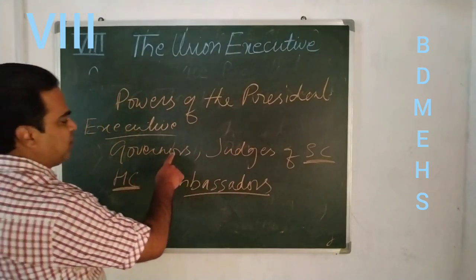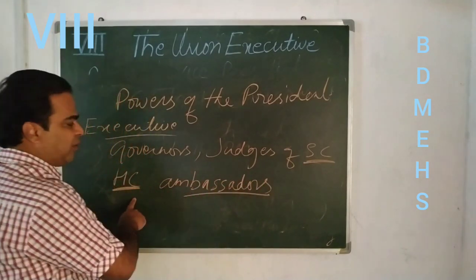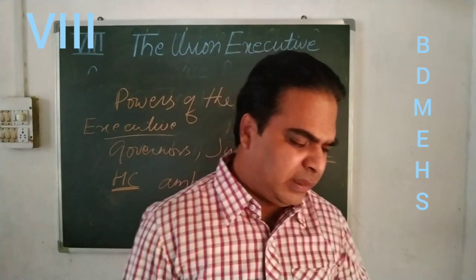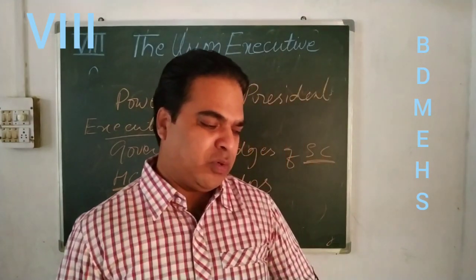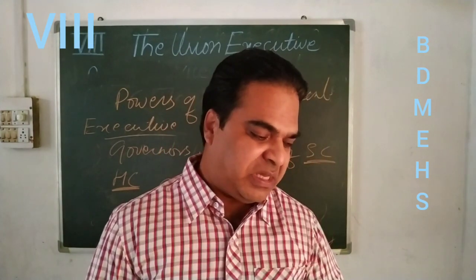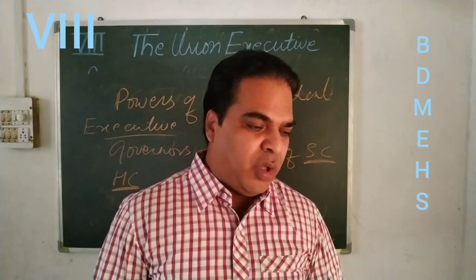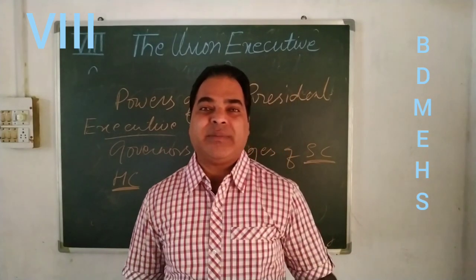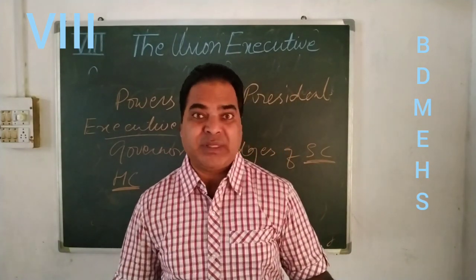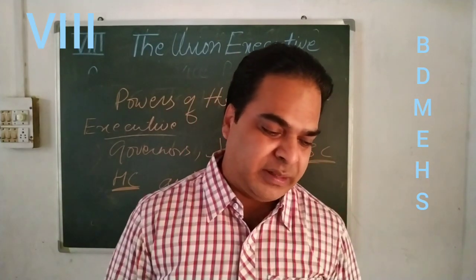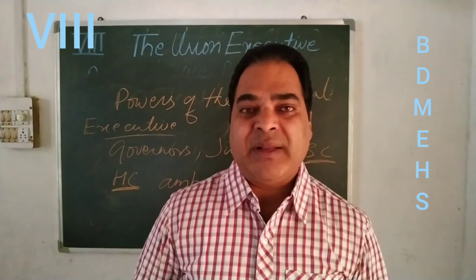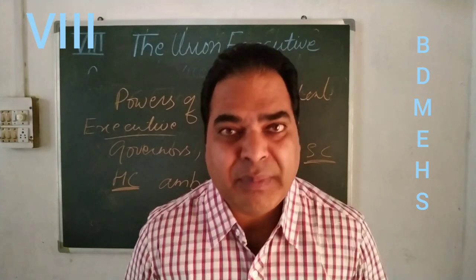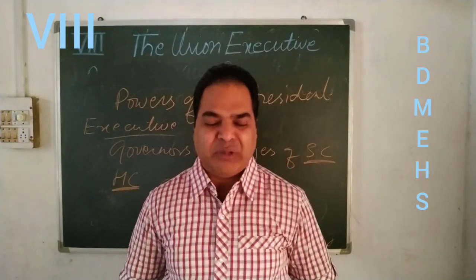The president appoints the governor, judges of the Supreme Court, judges of the High Court, ambassadors, and many more, like the Comptroller and Auditor General and the Attorney General. So all the high dignitaries and important position holders of the state are appointed by the president. The Chairman of the Union Public Service Commission and the election commissioner of our country are also appointed by the president.